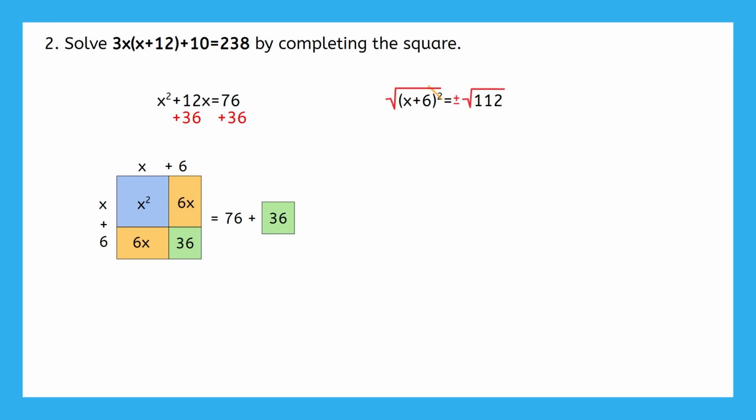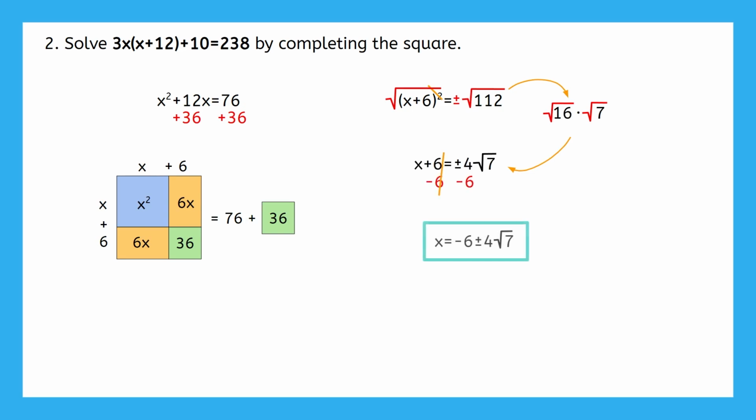Now we take the square root of both sides. We can simplify the square root of 112 since it can be broken down into square root of 16 times the square root of 7, and the square root of 16 is 4. Finally, we subtract 6 from both sides. Our solutions are x equals negative 6 plus or minus 4 times the square root of 7.